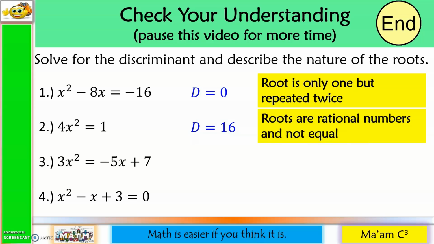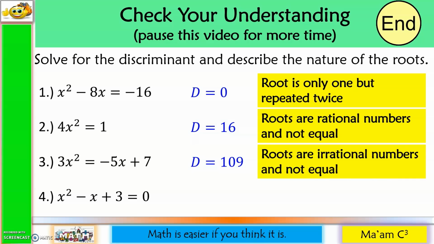Number 3, the discriminant here is 109. It is greater than 0 but not a perfect square. Therefore, our roots are irrational numbers and not equal. Last one, the discriminant here is negative 11. Therefore, we have no real roots but instead we have a pair of complex numbers.